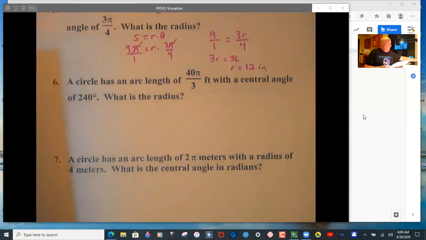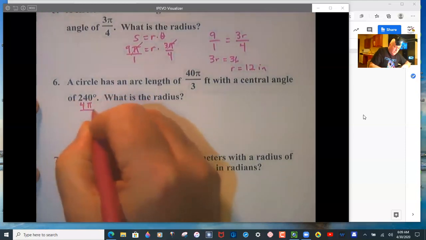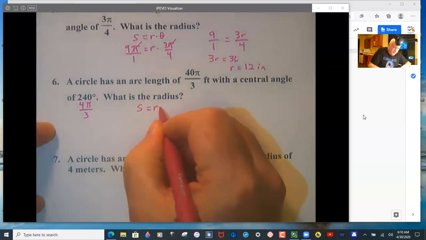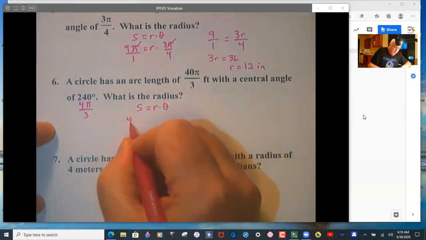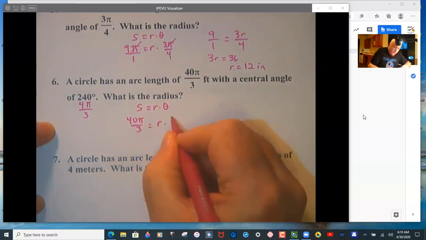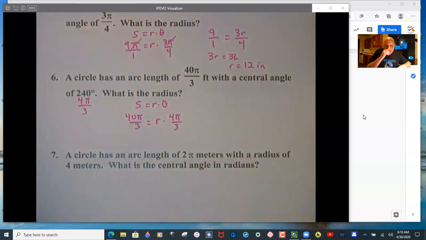Okay, number 6. Notice the 240 degrees. So we want to convert that into radians to make life a little easier. And that is 4 pi over 3. Okay, so same idea here, r times theta. So 40 pi over 3 equals r times 4 pi over 3. Well, you might be able to look at that and say r is 10, because 10 times 4 is 40.